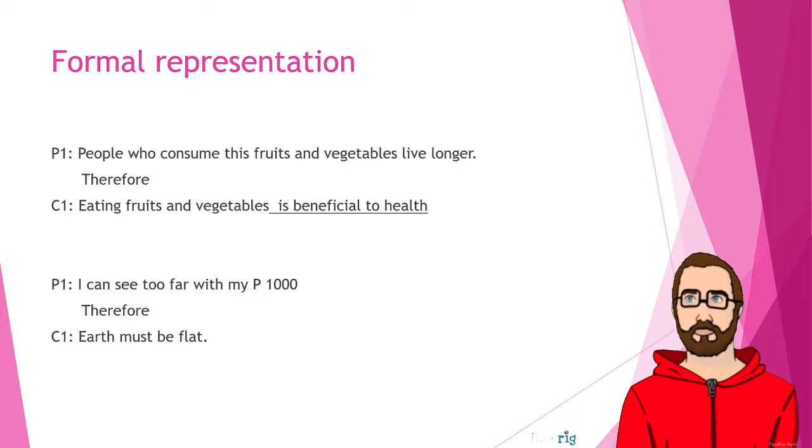And here the parts of the sentences are in a different order, because the formal representation is always premise first and conclusion second. So sometimes if the argument is in a different order, as in the first example, then you have to switch them to make the actual formal representation of the argument. And the second is just as it was, there is just a therefore in between. I can see too far with my P1000, therefore Earth must be flat. So it's basically almost the same as it was here.